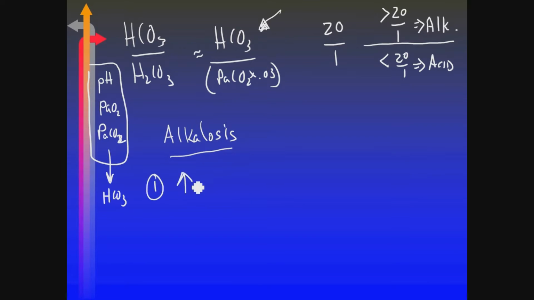I can increase the numerator or decrease the denominator. In either case, the ratio of the two of them will become greater than 20:1.